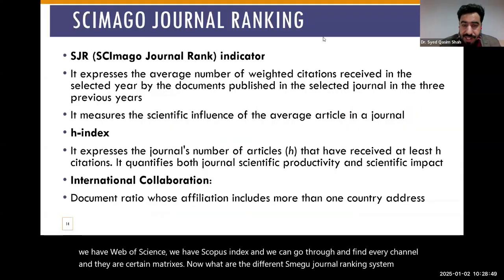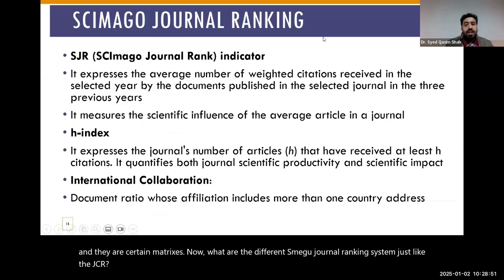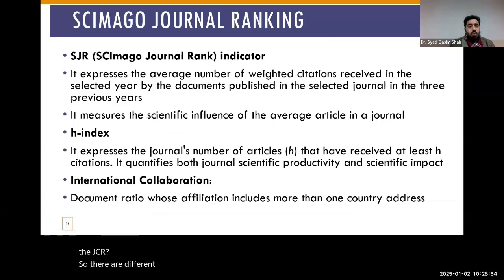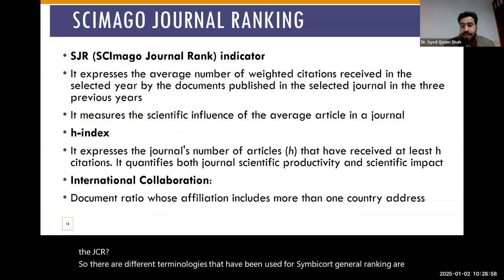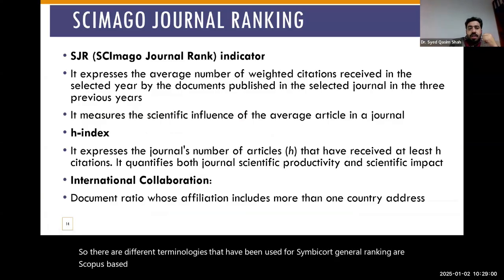Now, what are the different SCImago journal ranking systems? Just like the JCR system, there are different terminologies that have been used for SCImago journal ranking or Scopus-based ranking. The first one is the SCImago Journal Rank Indicator, SJR.